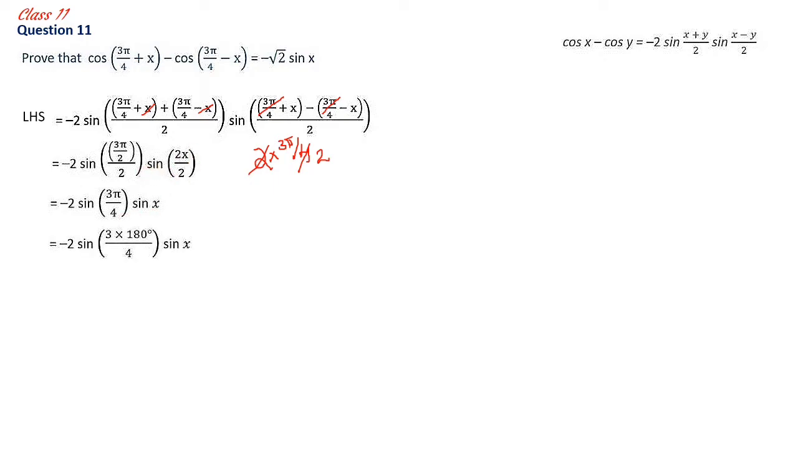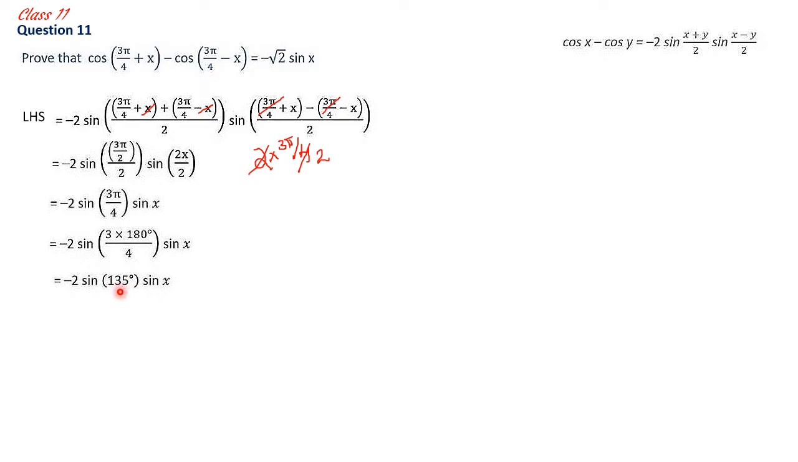Then −2 sin of 3π/4, we don't know exactly the value of this 3π/4. What we can do is convert it into degrees. So 3 into π replaced with 180, by 4, into sin x. Then −2 sin, this 3 into 180 by 4, when you do the calculation, comes as 135. −2 sin 135 into sin x. Just do the calculation here and check whether you are getting 135 or not. Please do not copy. −2 sin 135 into sin x.